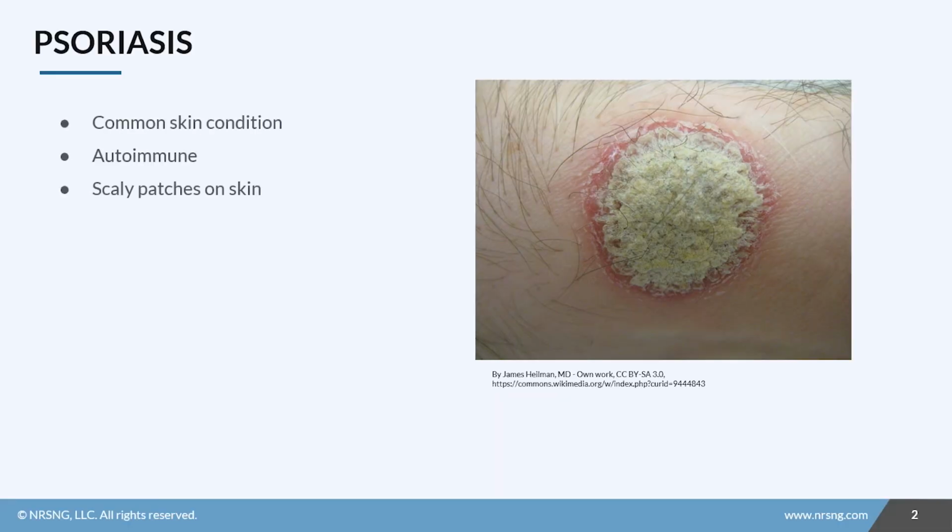Lesson on psoriasis. By the end of this video, I want you to understand what psoriasis is and how it's treated. Psoriasis is a pretty common skin condition that results in those scaly patches on the skin, such as in this picture here. And it's actually an autoimmune disease. So let's explore what that means.